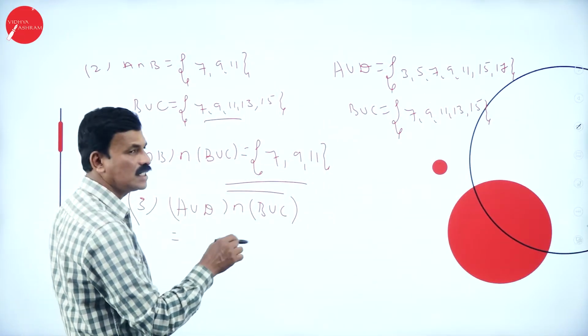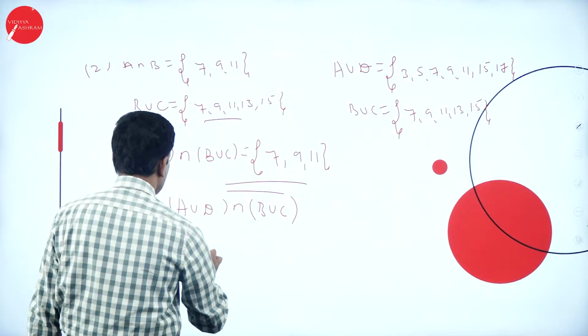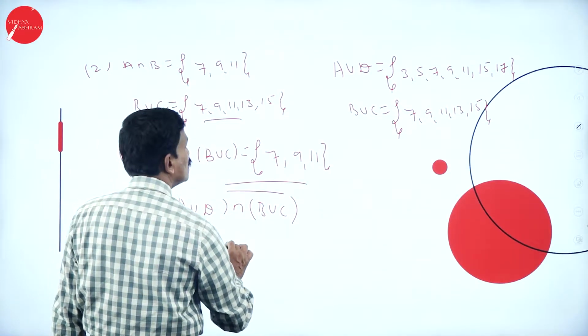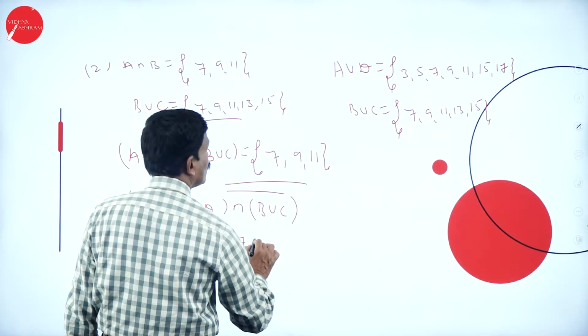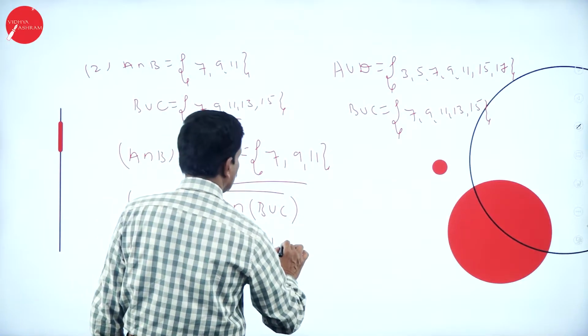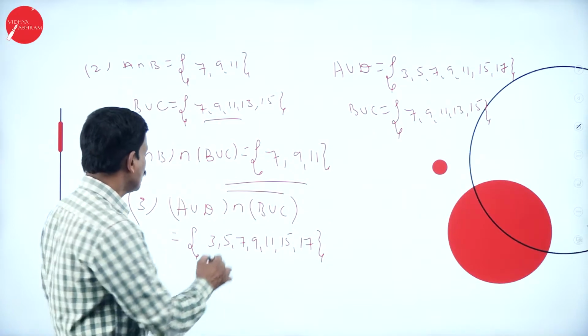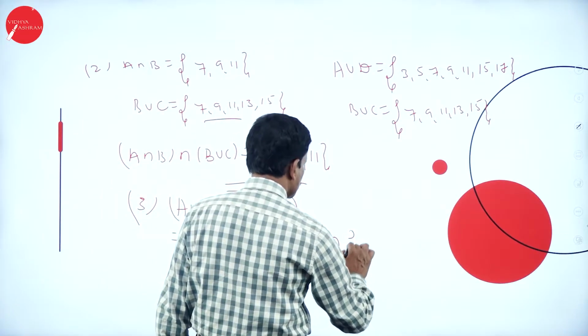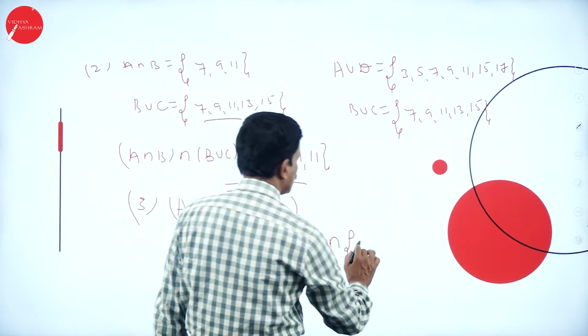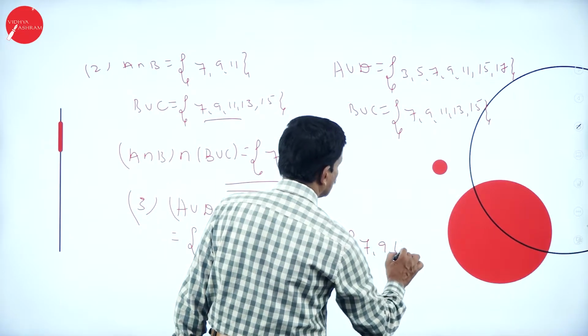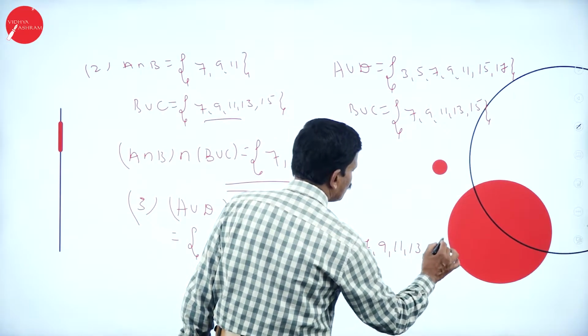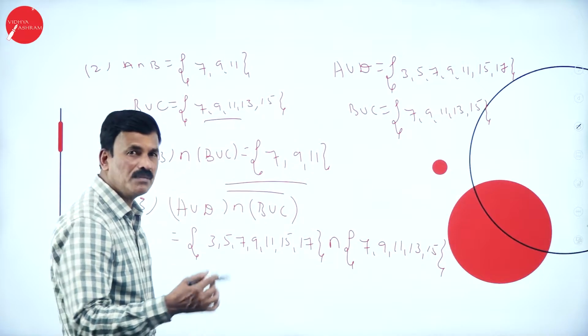A union D intersection B union C. What is A union D? A union D contains 3, 5, 7, 9, 11, 15, 17. Right. Then what is the symbol they have given? Intersection. Intersection of B union C: 7, 9, 11, 13 and 15. Write down the common elements, that's it.